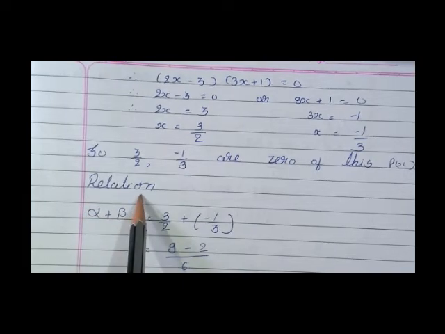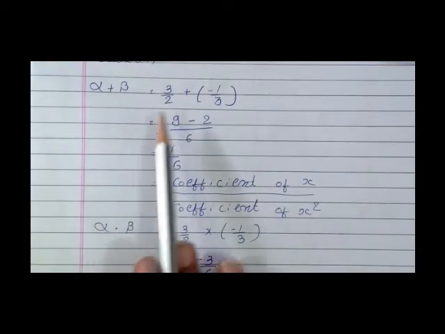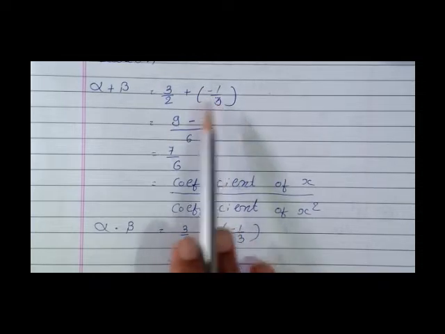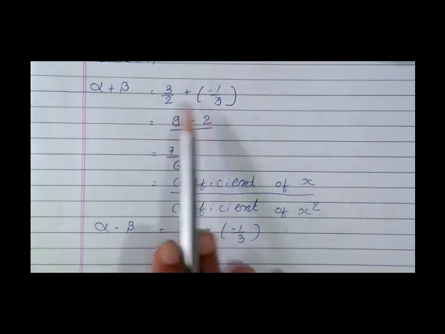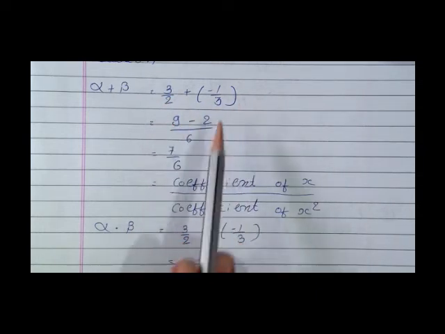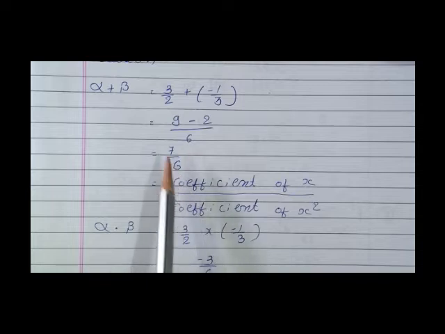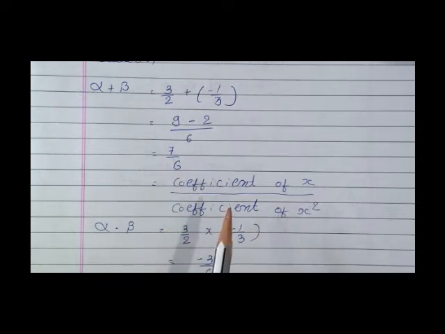Now we find the relation. For the relation we can write alpha plus beta is equal to 3 by 2 plus minus 1 by 3. So 3 2s are 6 is the LCM. 3 3s are 9. 2 1s are 2. Minus plus minus. So 9 minus 2 is equal to 7 by 6. What is 7? Coefficient of x. And what is the 6? Coefficient of x square.